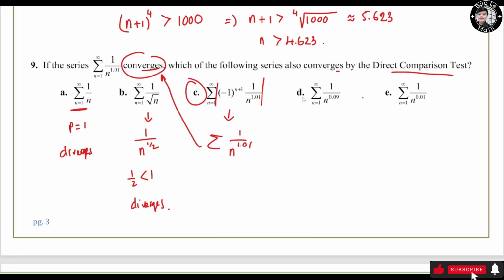Now we're going to check question D right here. P equals 0.09 less than 1, so by the p series, this one diverges. And this one, p equals 0.01 less than 1, by the p series test, this one diverges.